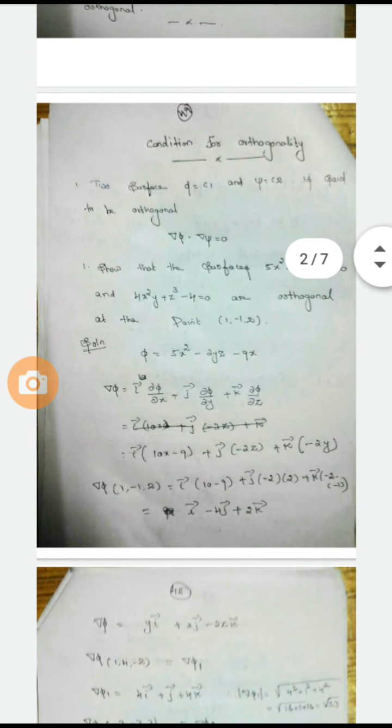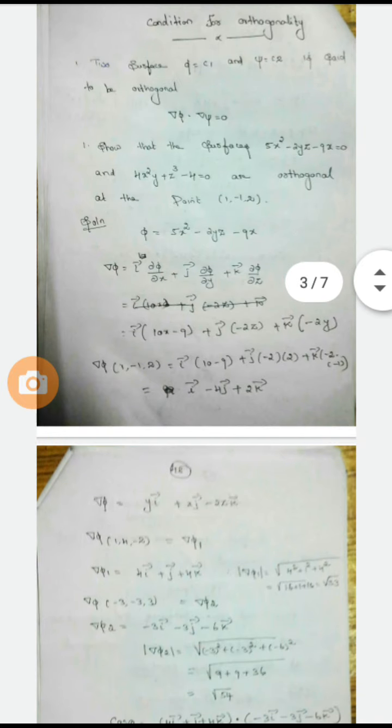Okay. The next one is the condition for orthogonality. Two surfaces phi and psi are said to be orthogonal. What's the condition? Del phi dot del psi is equal to 0. See the first problem, show that the two given surfaces are orthogonal at the point 1 comma minus 1 comma 2.